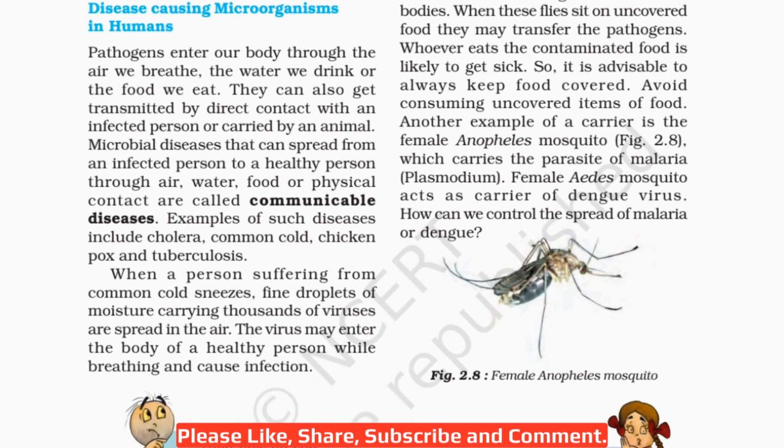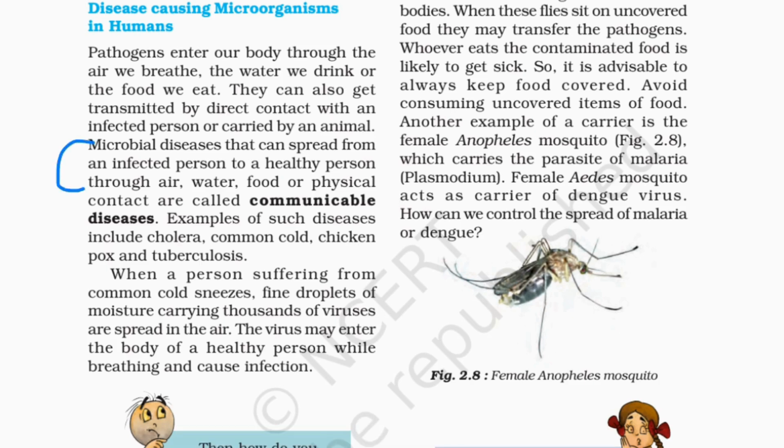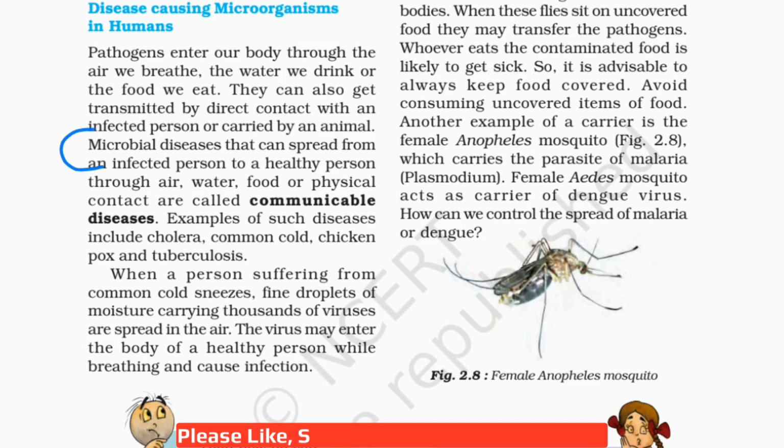Microbial diseases that can spread from an infected person to a healthy person through air, water, food or physical contact are called communicable diseases. Examples of such diseases include cholera, common cold, chickenpox and tuberculosis. Now, this is the definition of communicable diseases. So you can note this.